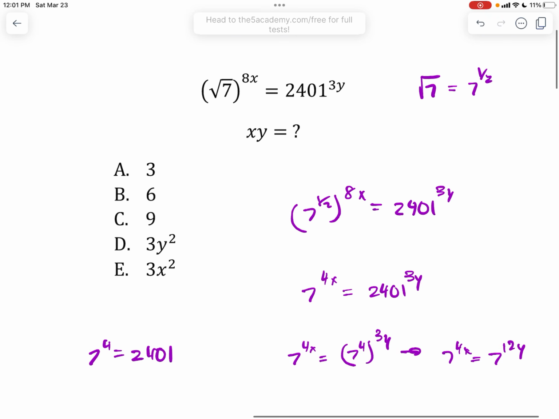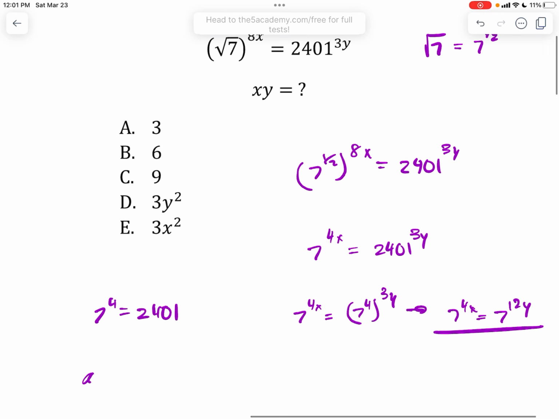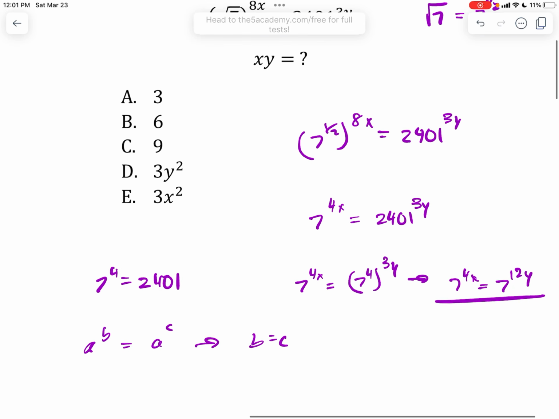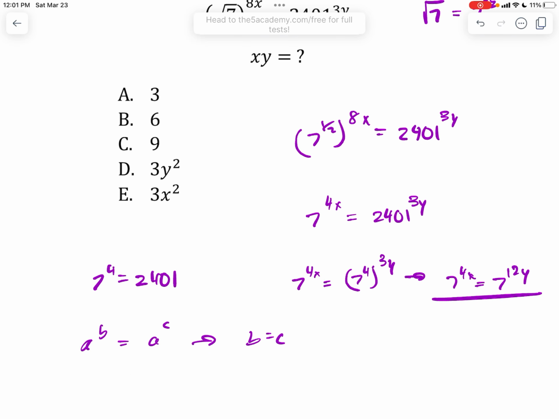That means that if the bases are the same, the exponents also have to equal each other in order for this statement to actually be true. If I tell you a to the b is equal to a to the c, that means that b has to equal c. There's no way they don't. For example, let's just plug in numbers, right? If I say 3 to the 4th is equal to 3 to the 7th, is that true? No, it's not. It's only equal to 3 to the 4th. So let's do the same logic here. This means that 4x is equal to 12y.